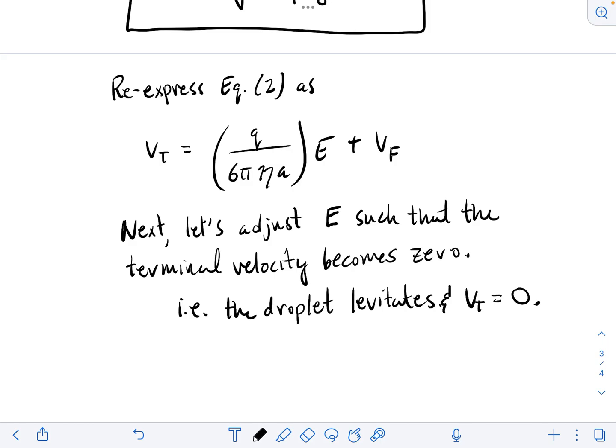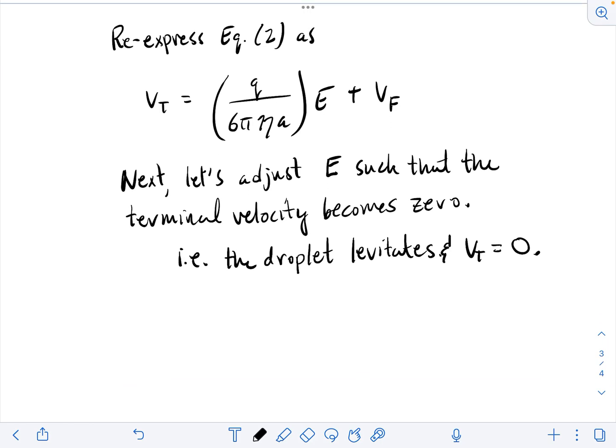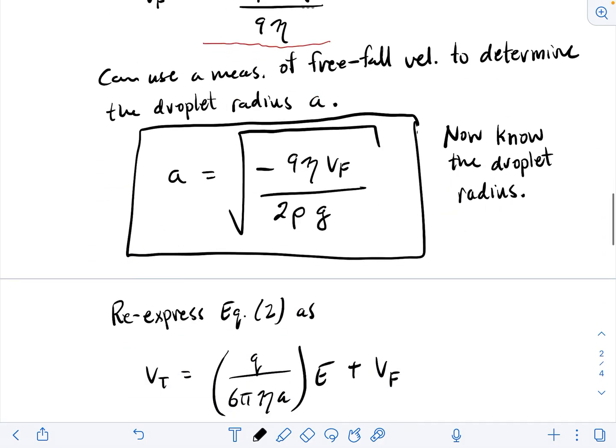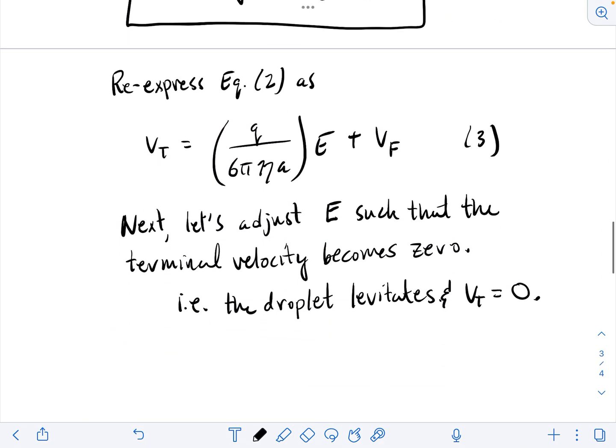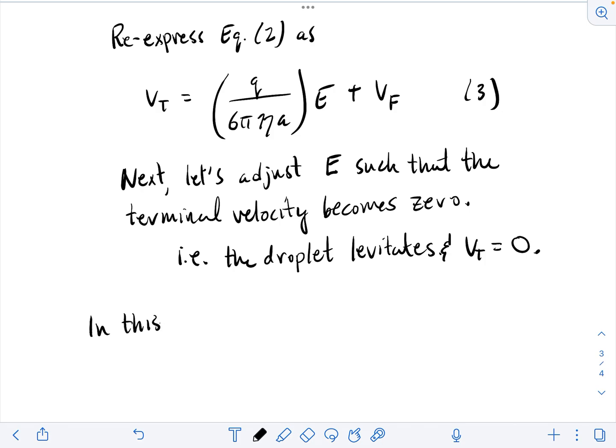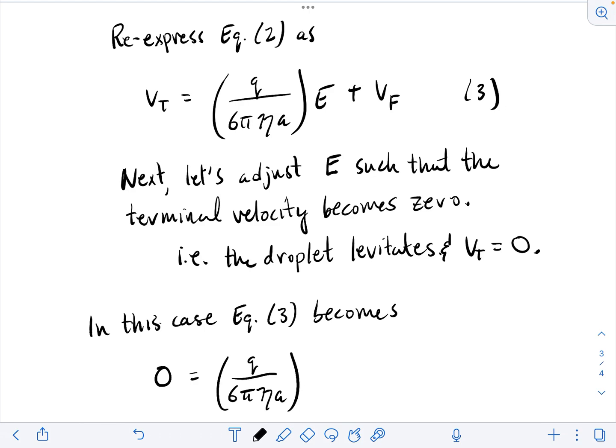And so, that's equation 2. Let's call this equation 3 then. So in this case, equation 3 becomes 0 is equal to Q over 6 pi eta A, and let's call the special electric field where we achieve levitation as E0, maybe the subscript 0 is representing that the terminal velocity has reached 0, plus this free fall velocity.